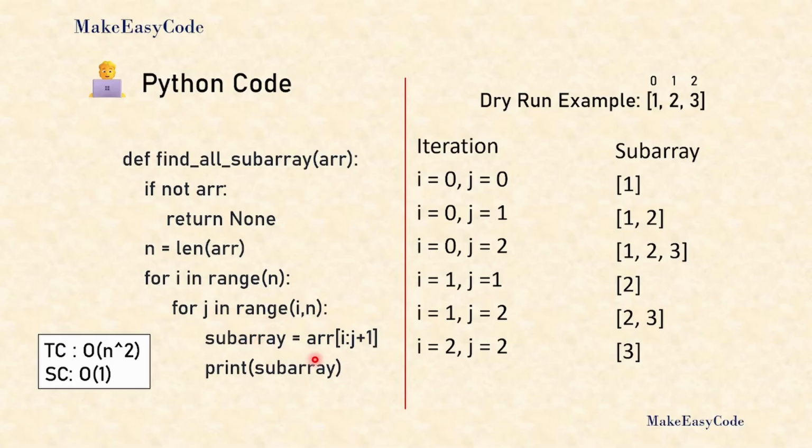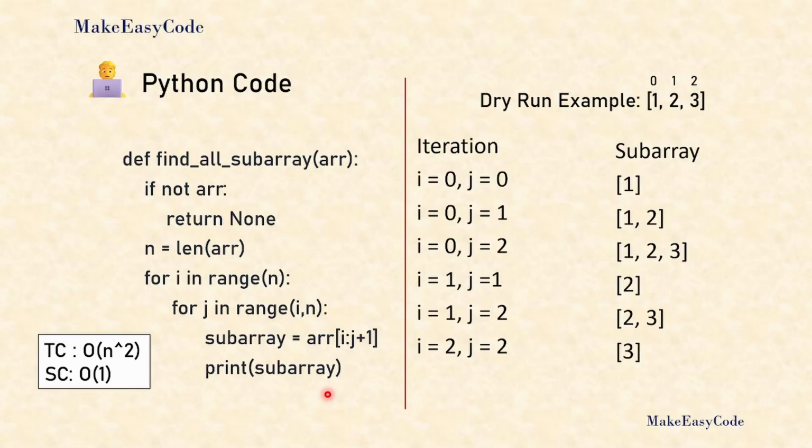Now I've written subarray equal to array of i colon j plus 1. Here we extract the subarray using slicing of this array of i colon j plus 1. But why have I written j plus 1 here? Because Python slicing excludes the last index. So if we want to include the element at j, we need to go one step further.